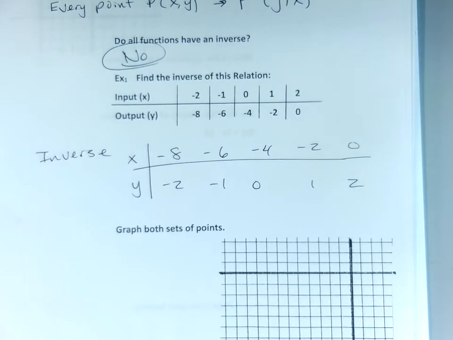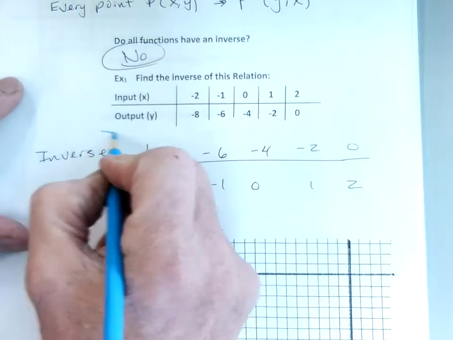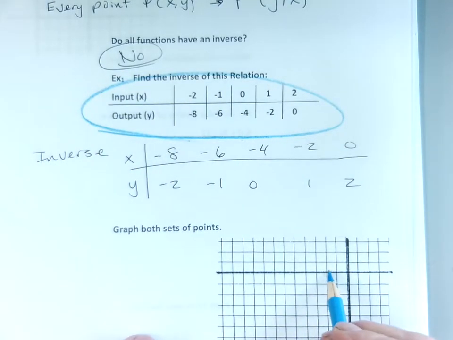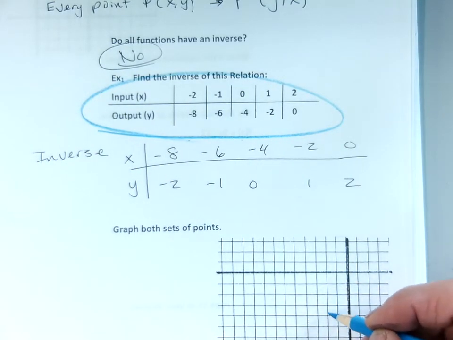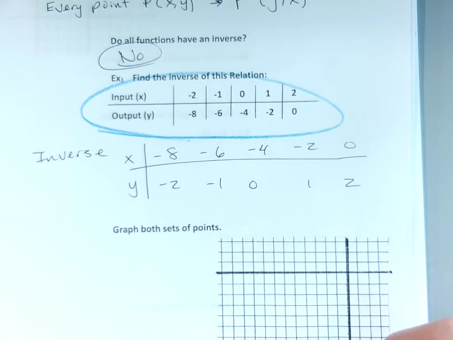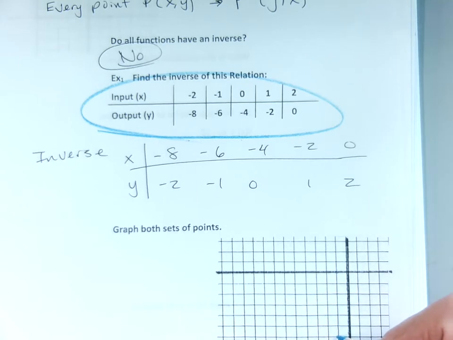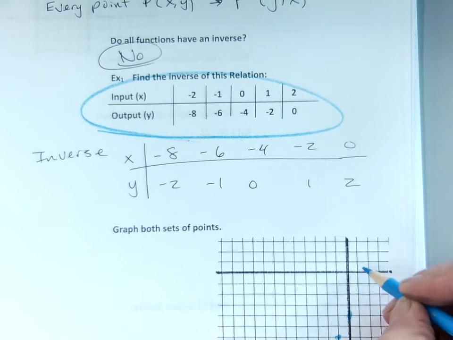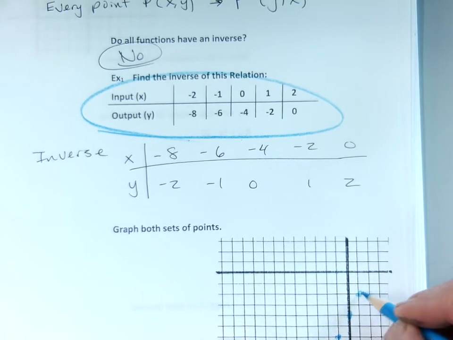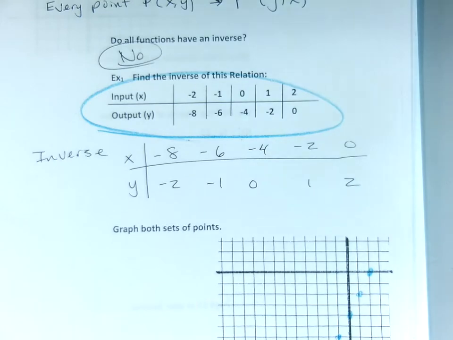So graph both sets of points. I'm going to use two different colors because colors are always really helpful for me. How about blue and green? All right, so I'm going to do blue in my first one. So I'm going to graph these. Negative 2, negative 8. 1, 2, 3, 4, 5, 6, 7, 8. Negative 1 and negative 6. 1, 2, 3, 4, 5, 6. 0, negative 4. 1, negative 2, and 2, 0. Okay? And I'm going to just connect the dots.